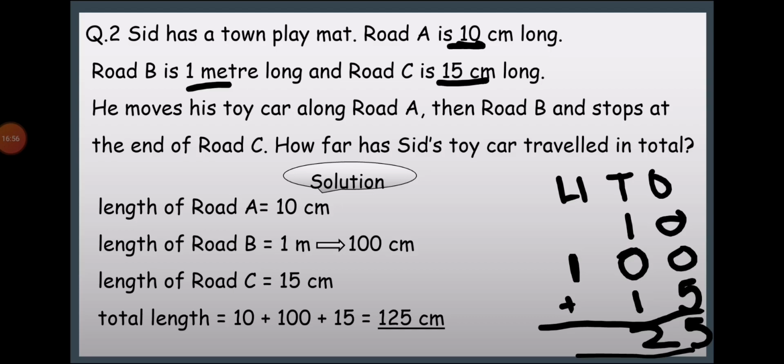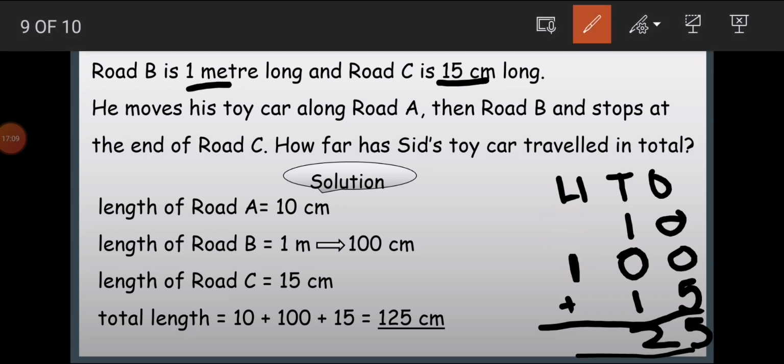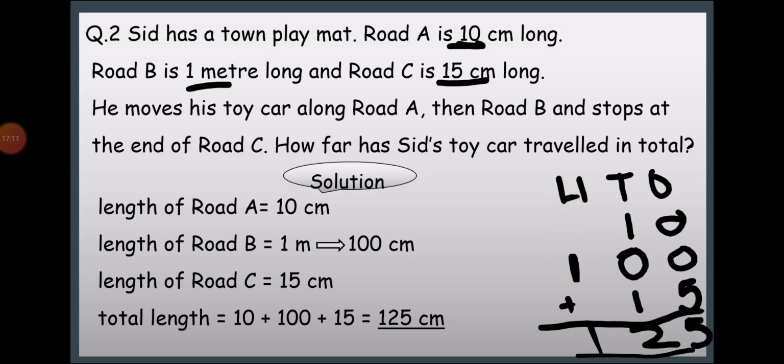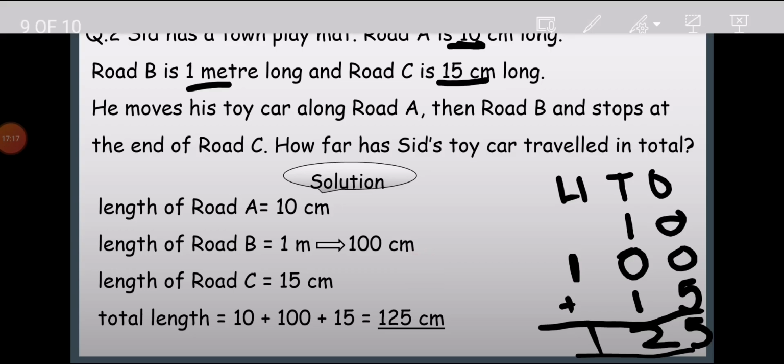Now we will add the third place value, that is hundreds. So in the first number, is there any hundred? No. In the second number, there is 1 hundred. In the third number, there is again no hundred. So we have only 1 hundred here and we will write 1 down. So our answer is 125. So the total length of these three roads is 125.